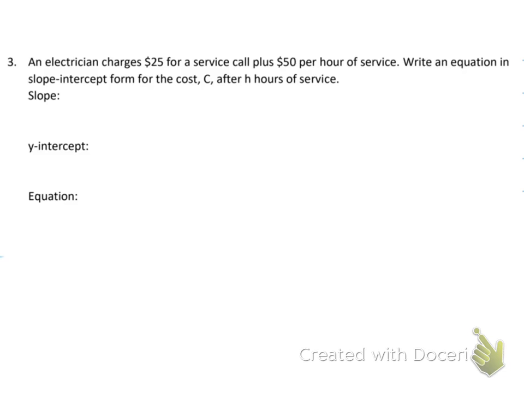For the last one that we're going to do together, it says the electrician charges $25 for a service call plus $50 per hour of service. Write an equation in slope-intercept form for the cost C after H hours of service. So let's go ahead and highlight what we have. We got a $25 charge for a service call, plus after every hour they charge $50 for his service.